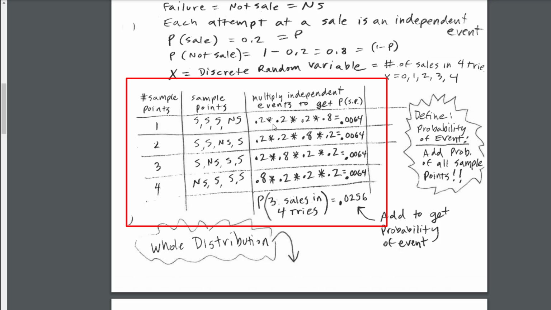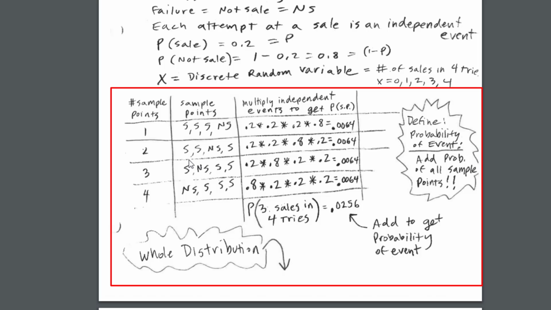And notice, this is multiplying. So really what we're doing is we're saying, for this sample point, what's the probability of getting a sale, and a sale on the next try, and a sale on the next try, and not a sale on the last try. So we multiply, and there's the probability for the sample point. And then we repeat that for the next sample point, sale, and not sale, and sale. Because we're running an AND logical test, we multiply, and guess what? We get exactly the same sample point probability.